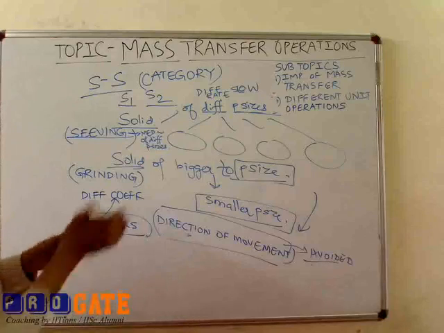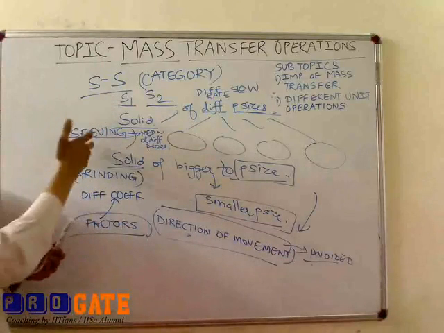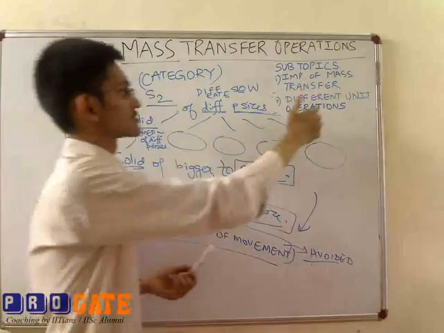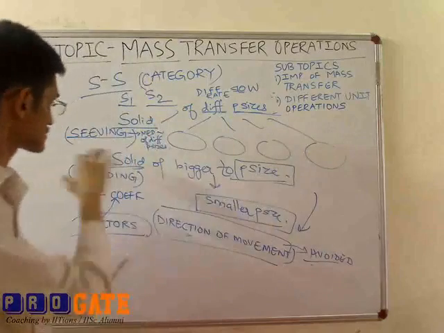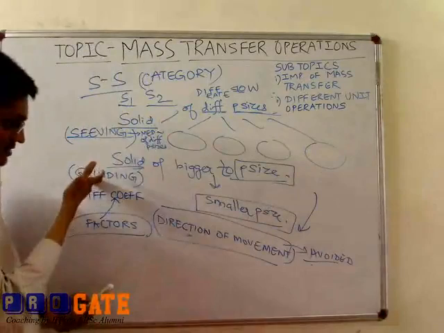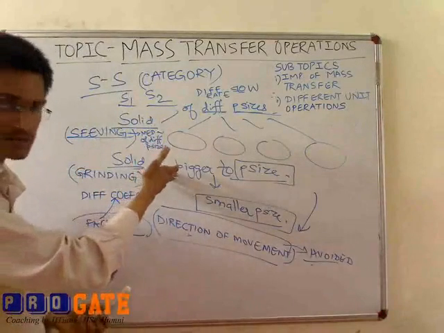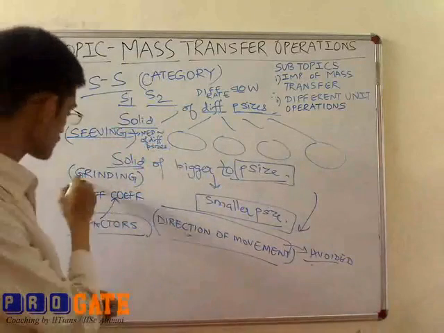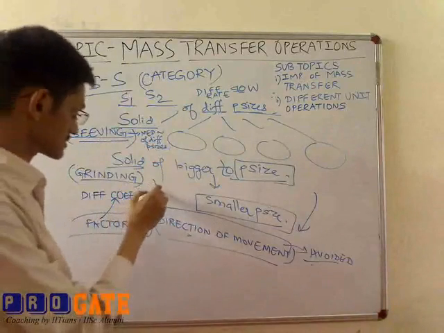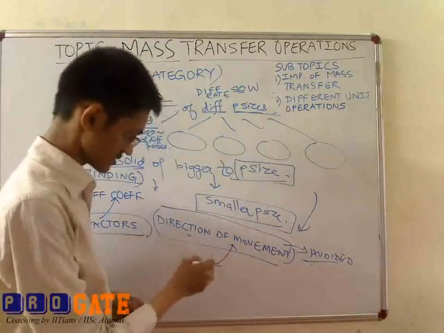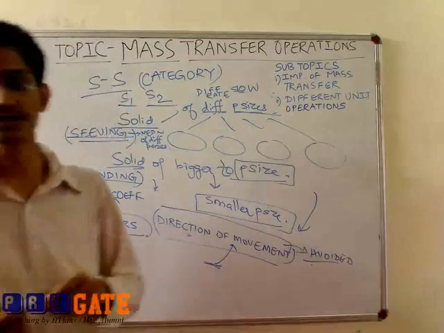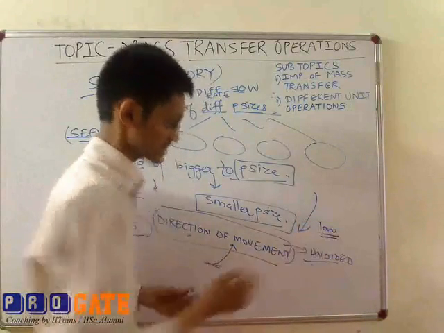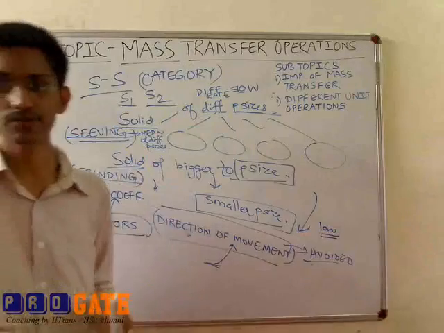So first, try to understand the solid-solid category. We have two different unit operations. Either you want a solid mixture of different particle sizes to be separated depending on the particle size, which would be the sieving operation, or you want a solid of bigger particle size to be ground to a smaller particle size mixture. So grinding and sieving are the unit operations. With respect to diffusion, the diffusion rate in solids is typically very low, so it is the bulk movement which becomes important here compared to diffusion.